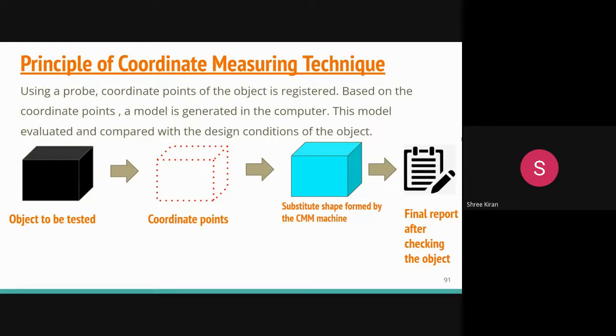So today we will be starting with advanced measuring instruments, beginning with CMM. The full form is coordinate measuring technique, or we can say coordinate measuring machine also. Technique or machine, both are the same. Just note down the name: coordinate measuring machine. A simple flowchart is defined here to understand the basic working of CMM.